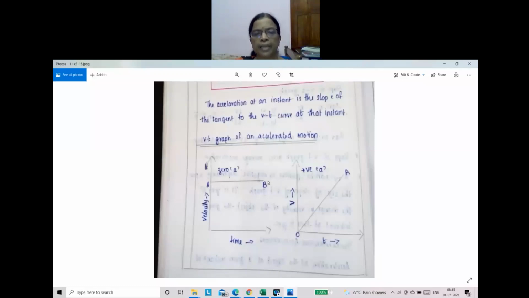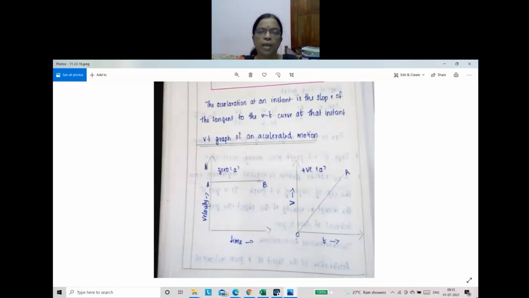So the velocity time graph for a body moving with uniform velocity is like this. What will be the acceleration when velocity is uniform? Velocity is not changing. Change in velocity by time is acceleration. If velocity is not changing, what is the acceleration? Zero. Acceleration is zero.